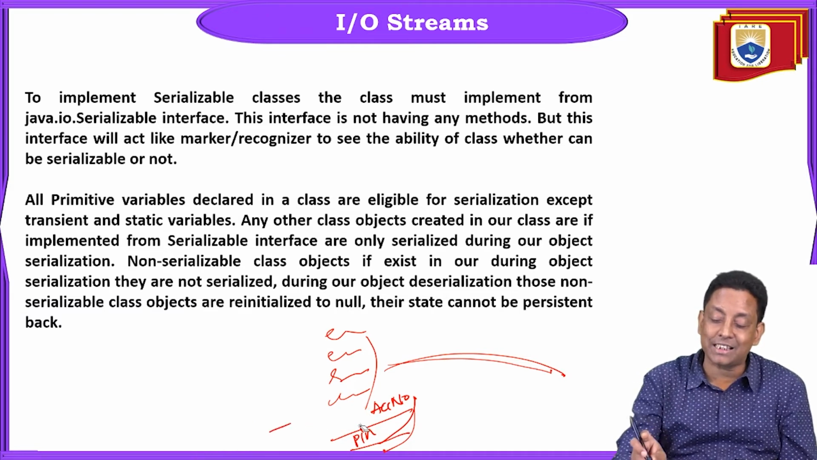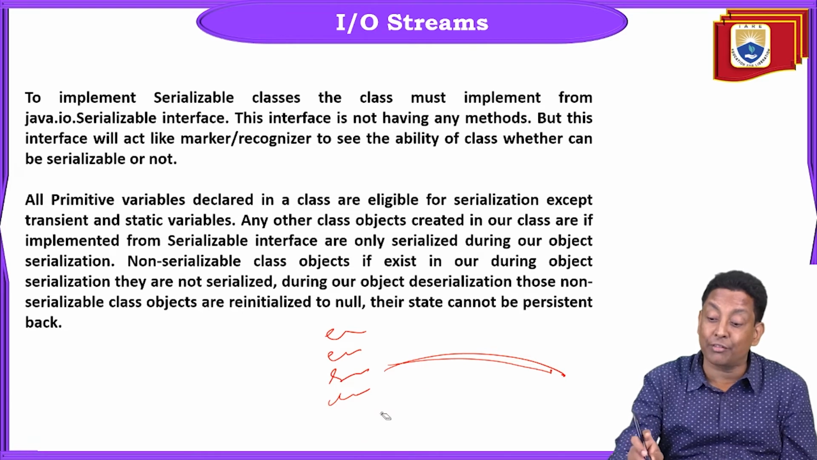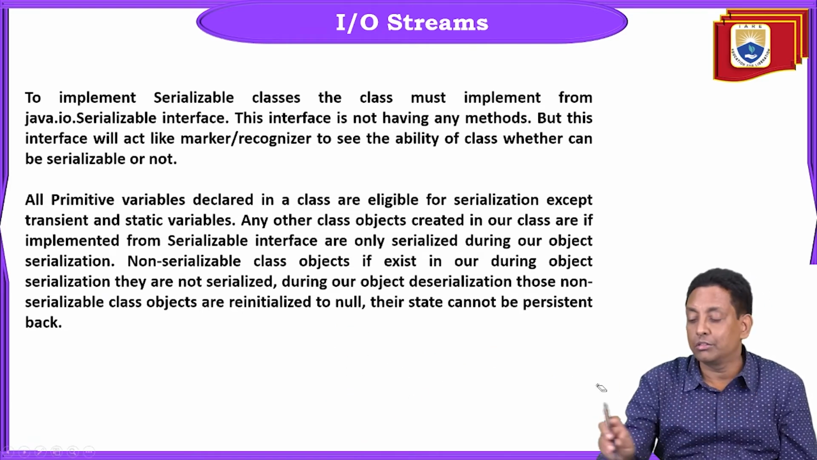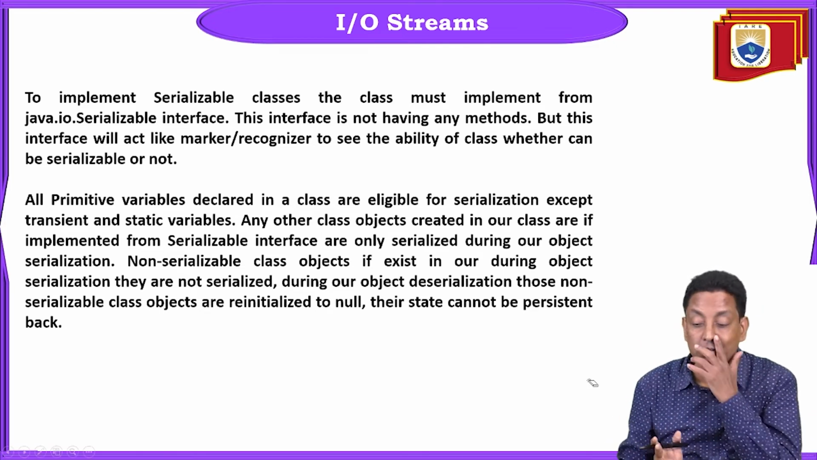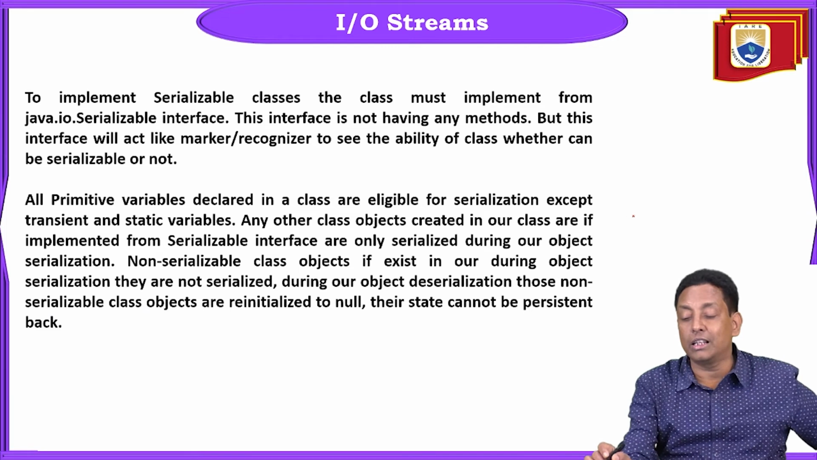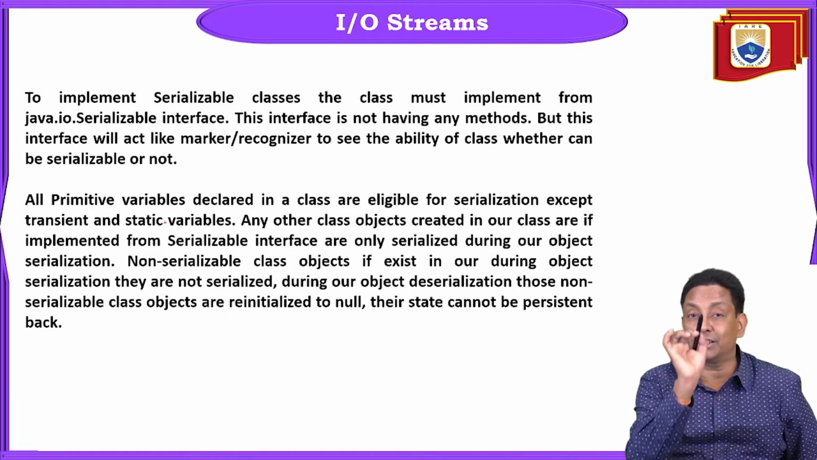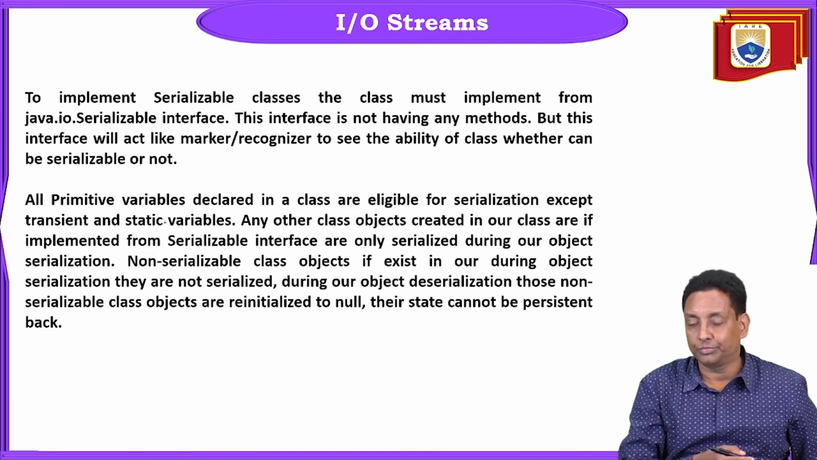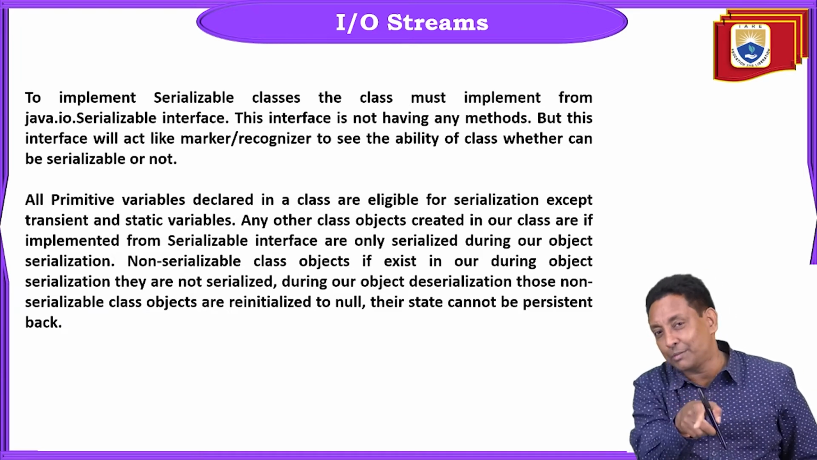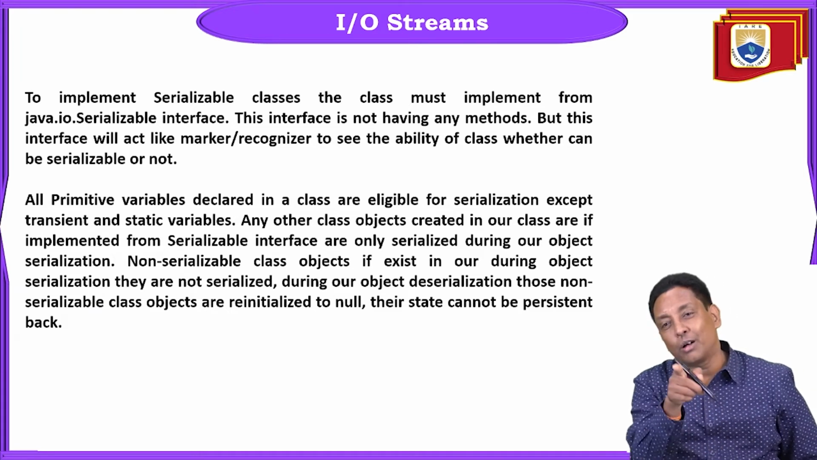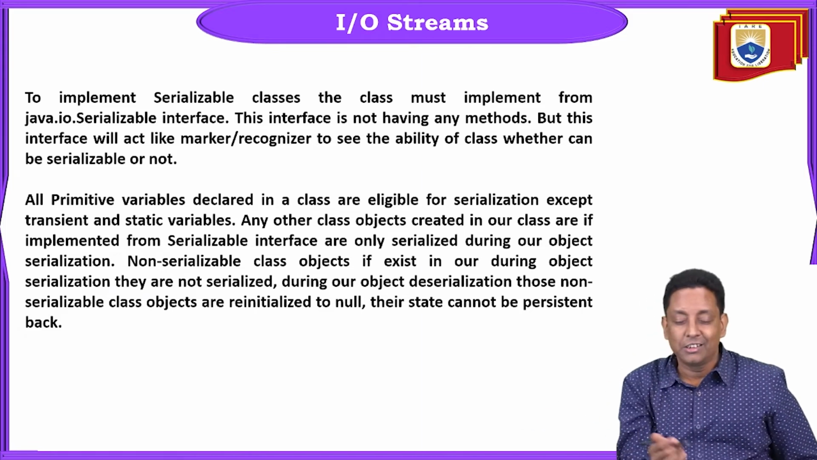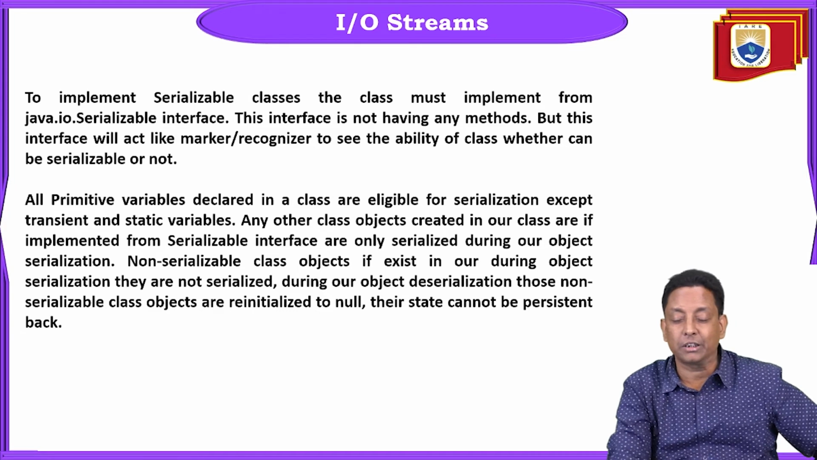Transient is an access modifier that acts as a marker for the variables that do not want to participate in object serialization. So all primitive variables declared in a class are eligible for serialization except transient and static variables also. It's because static variables' memory exists in the class memory but not in the object memory. During object serialization, object state is serialized, but class state is not serialized.